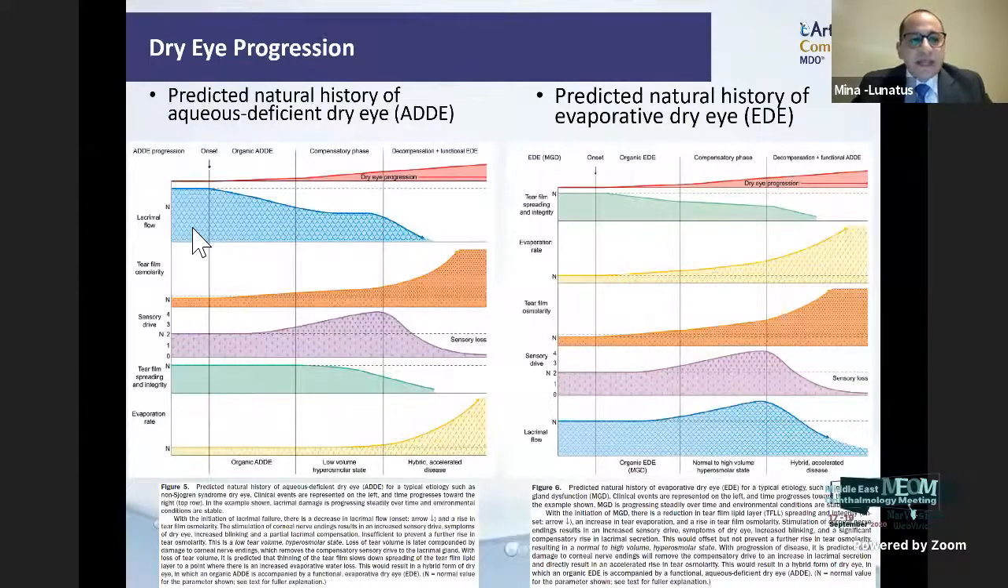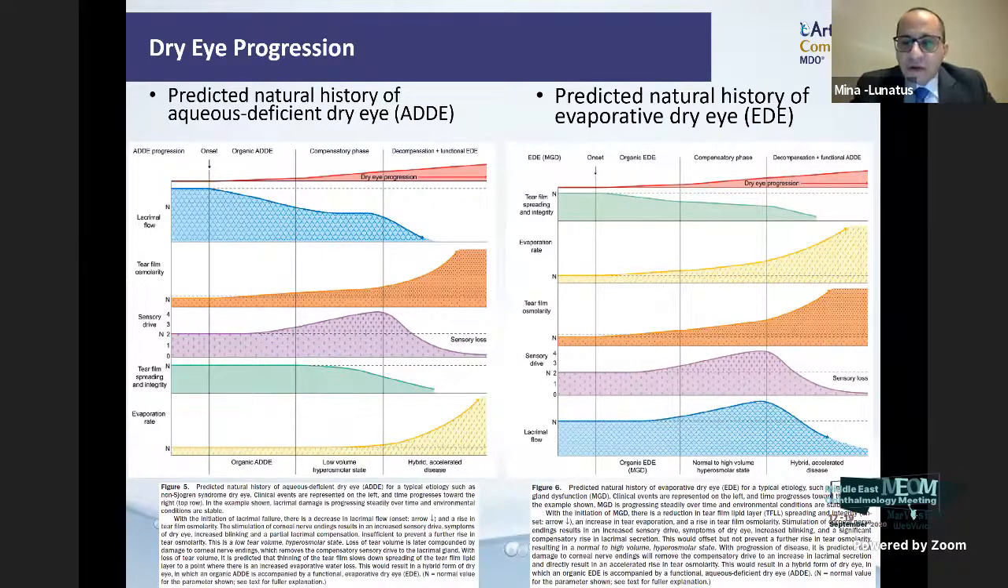history. The predicted natural history of aqueous deficient dry eye starts with a decline in the lacrimal flow, while in the evaporative dry eye, the lacrimal flow is maintained, but the main decline comes from the tear film spreading and the integrity of the tear film. And this is where we introduce Artilac Complete because we've always had Artilac Advanced as a support to the lacrimal flow as hyaluronic acid 0.2%.